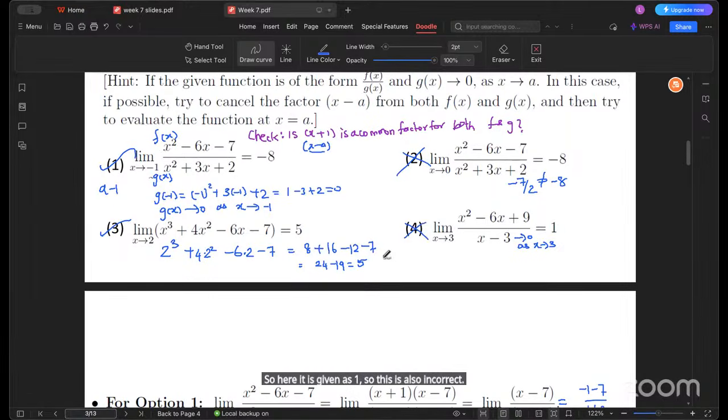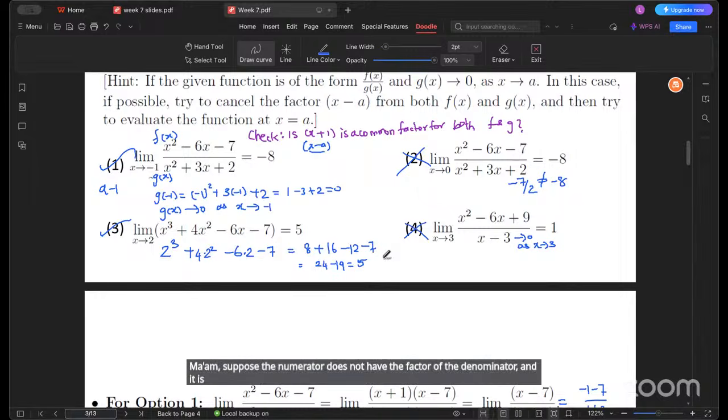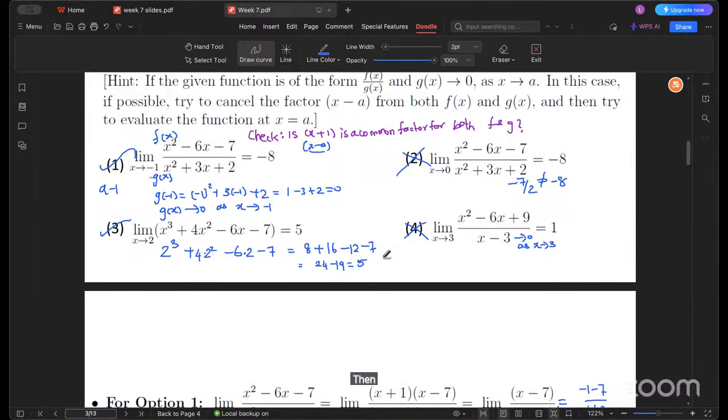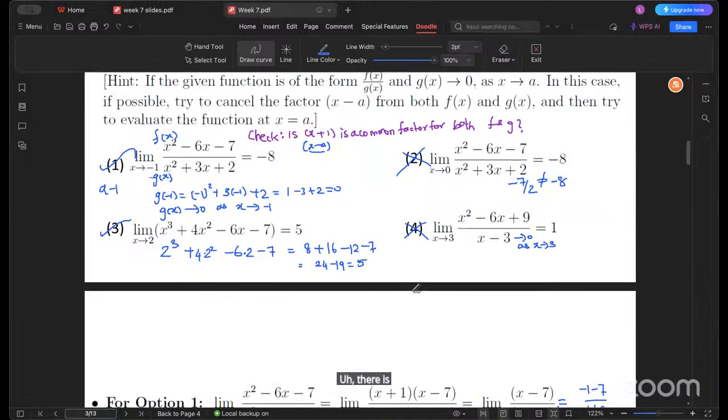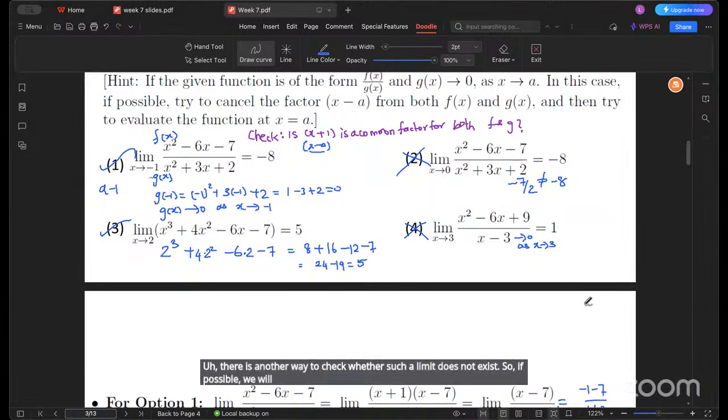Ma'am, suppose the numerator does not have the factor of the denominator and it is not getting cancelled, then the limit will not exist. Okay, maybe we can try for L'Hopital. And if L'Hopital also does not help, then we have to say the limit may not exist. And we have to see whether there is another way to check whether such a limit does not exist. So if possible, we will maybe try to look for such an example at the end of the session if we have time.